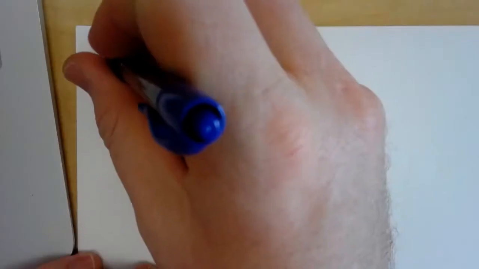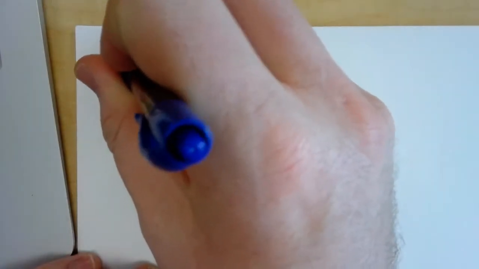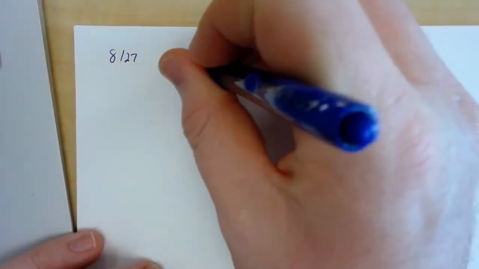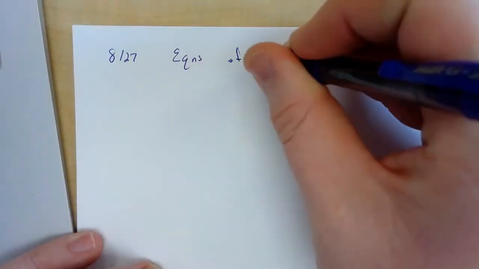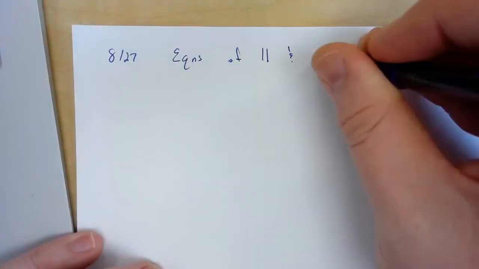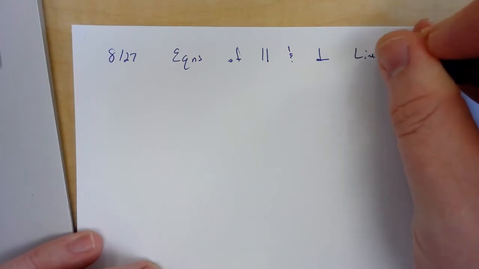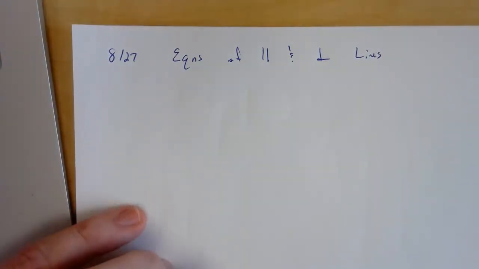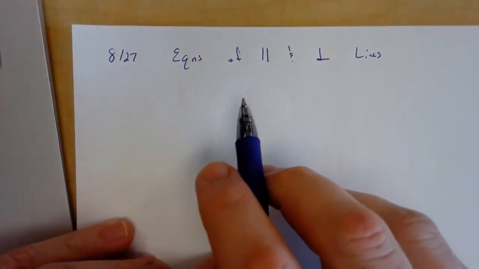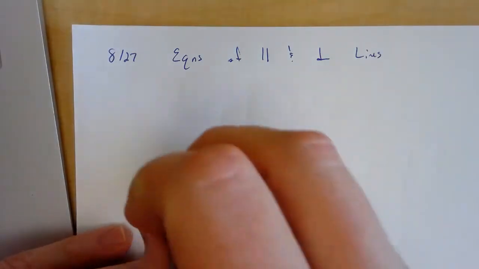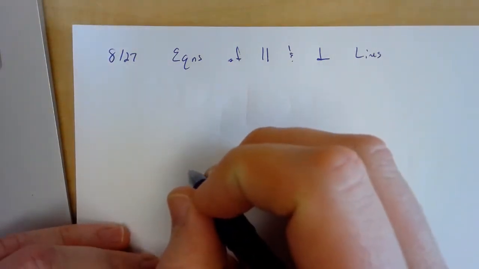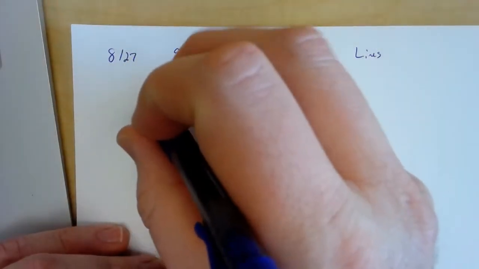Alright guys, today is August 27th and we are going over equations of parallel and perpendicular lines. Okay, so this is an important concept that you actually already got in Algebra 1. I'm going to use it to review some of these important Algebra 1 concepts that you're going to see again in Algebra 2, so we really want to make sure your foundation is strong.